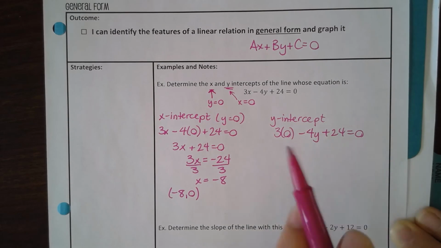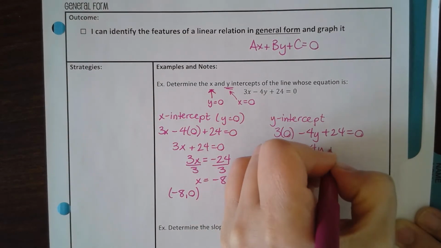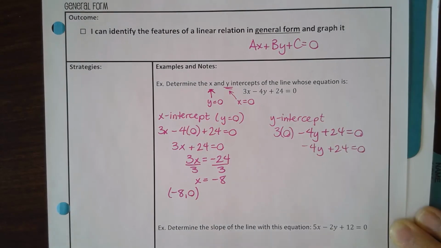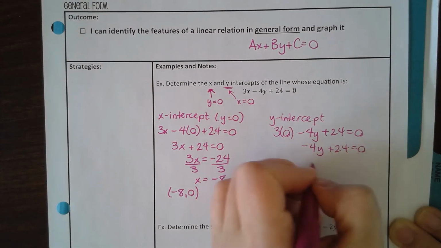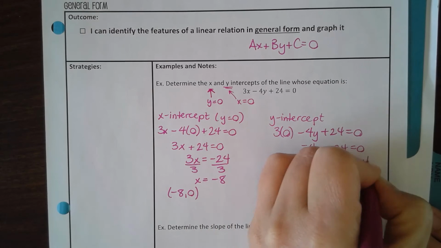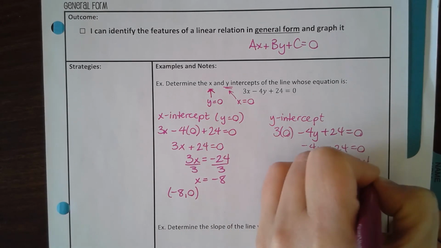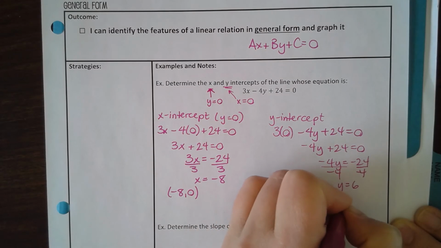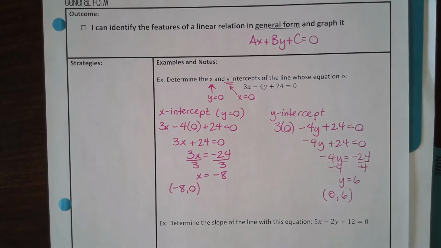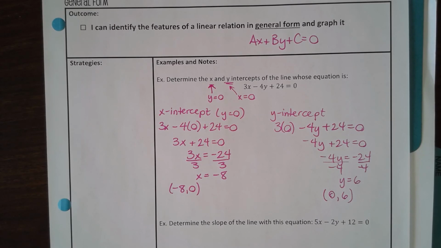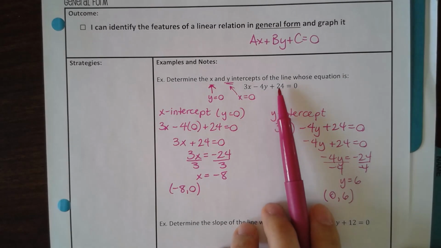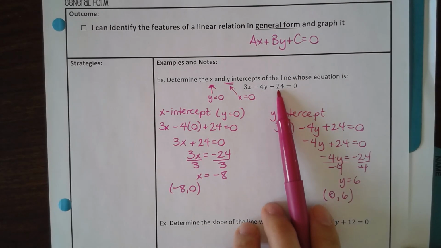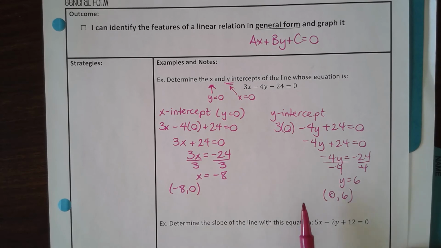3 times 0 is 0, so we're left with negative 4y plus 24 equals 0. Move that 24 over, right? Minus 4y equals minus 24, and divide by negative 4. Y equals 6. So my y-intercept is (0, 6). And that leads us to another strategy actually for graphing things in general form. You'll notice that 3 and 4 are both factors of 24. So that's how come we ended up with these nice whole numbers here.